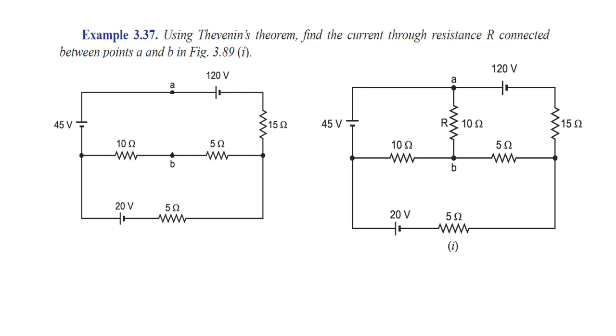The problem is: using Thevenin's theorem, find the current through resistance R connected between points A and B in the given figure. The figure is given at the right hand side. Between points A and B, the 10 ohm resistance is connected. The question is saying, by using Thevenin's theorem, find the current passing through the 10 ohm resistance. So this is the question.